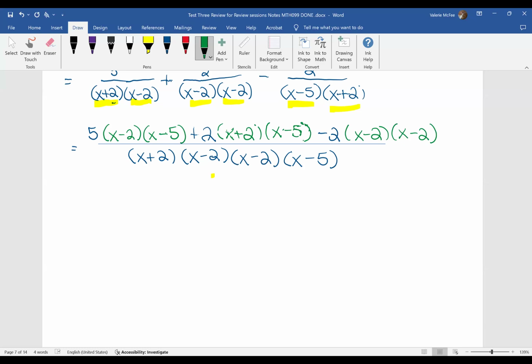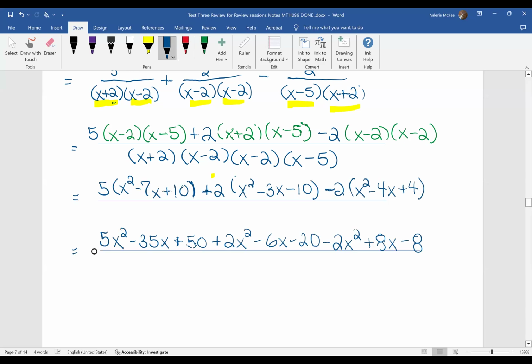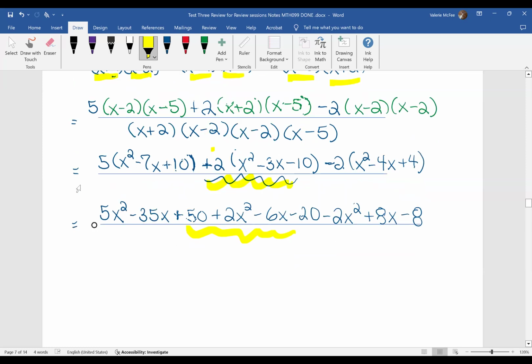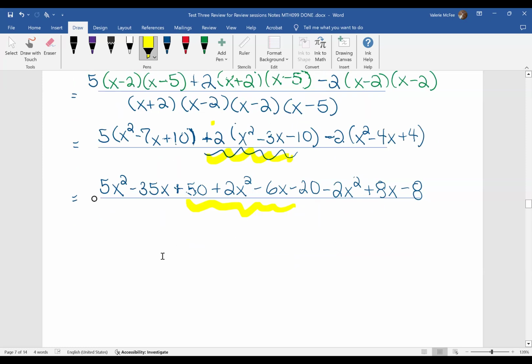When you go to open these brackets, I would suggest you multiply the binomials first and then multiply by the coefficients in front of each one. Now, I haven't been writing in the denominators. I'm just being a little bit lazy here. But there's a lot to write. I've opened the brackets. I've multiplied by the coefficients in front. Now we just need to combine like terms and decide if we can factor.